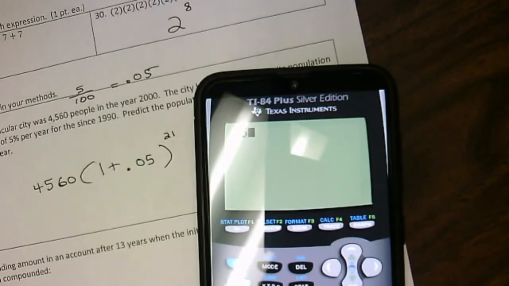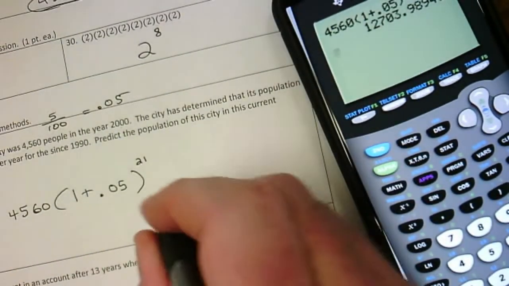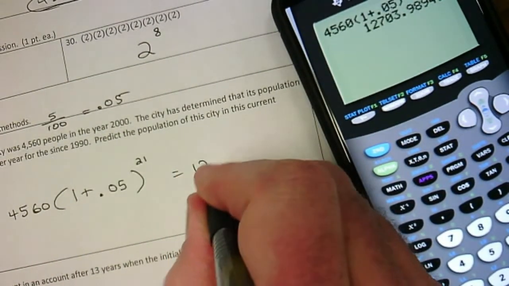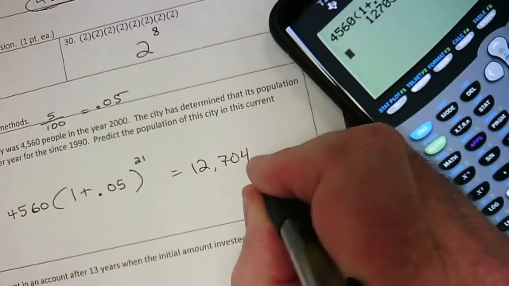Starting amount, multiplier, number of times we're going to use the multiplier. 12,704, I'm going to say, people.